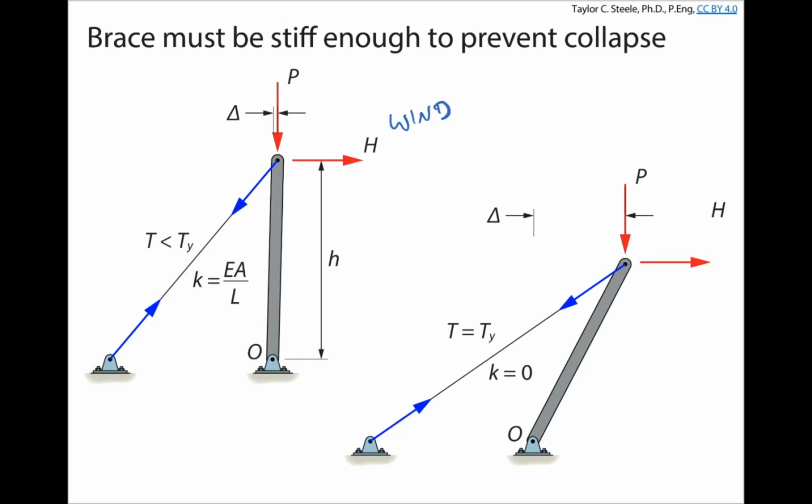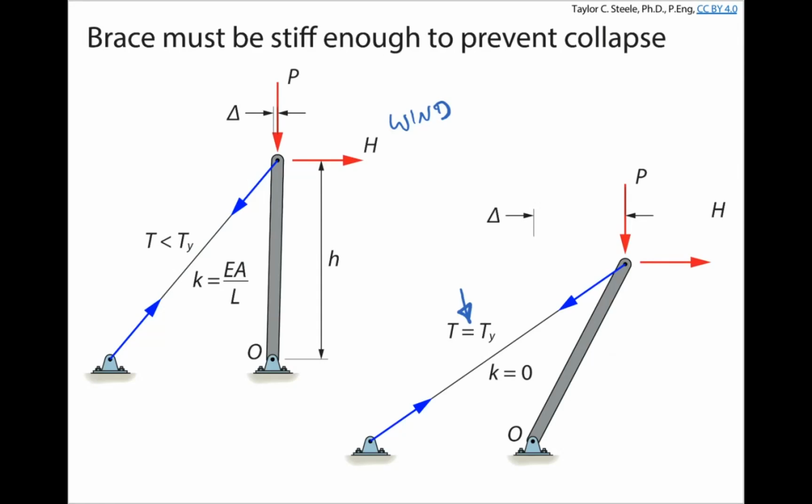And as long as the tension force is less than the yield force for the brace, it's going to be stiff. The stiffness is going to be EA over L. And so we can calculate the displacement, and there's enough stiffness in that brace to prevent this rod basically from swaying sideways. But once that brace gets to the yield load, that brace is going to stretch a whole bunch. We're not going to get any additional load from that stretch.